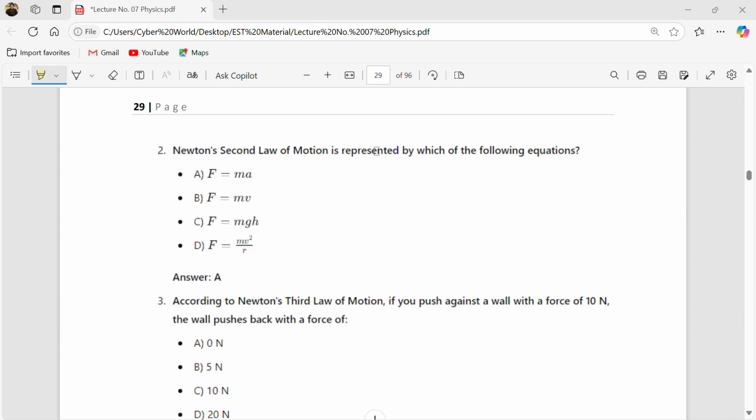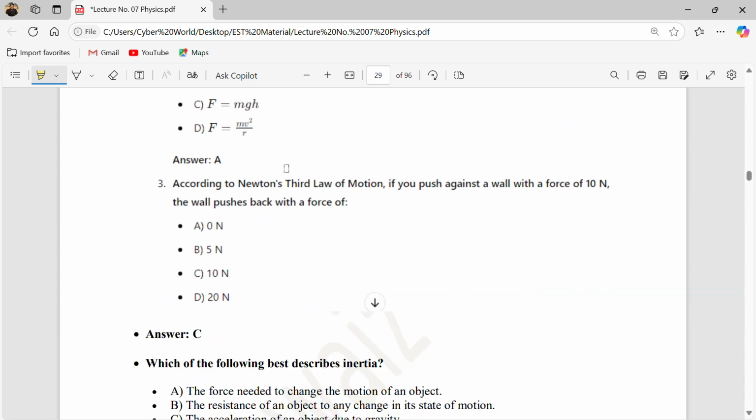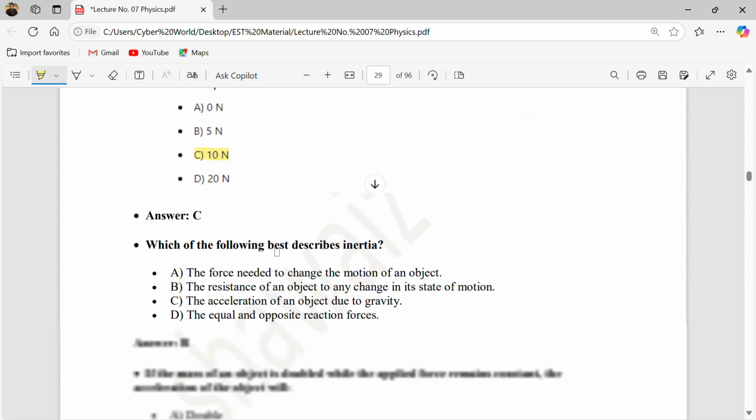Newton's second law of motion is represented by which equation? We know that Newton's second law of motion is F equals ma. According to Newton's third law of motion, if you push against a wall with a force of 10 Newton, the wall pushes you back with exactly the same force. So the answer is 10 Newton, because for every action there is a reaction of the same magnitude in the opposite direction.